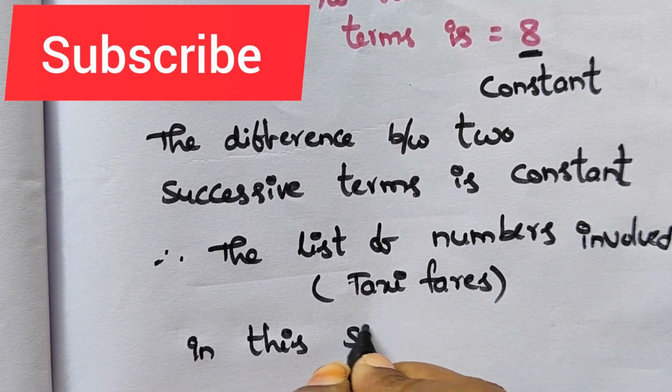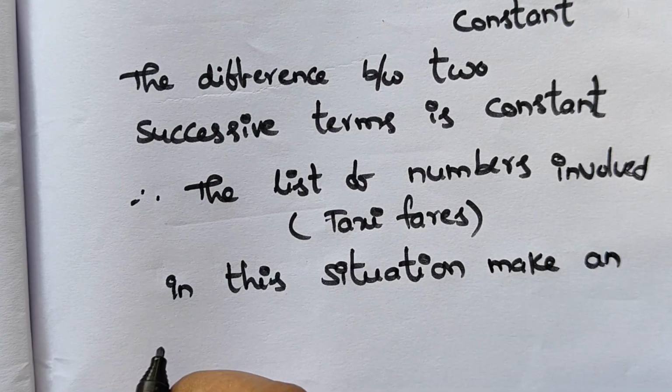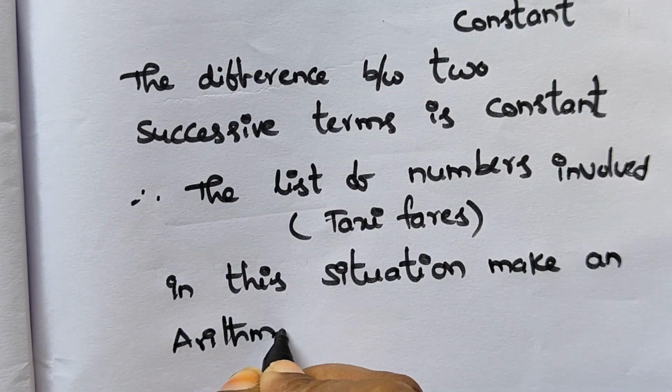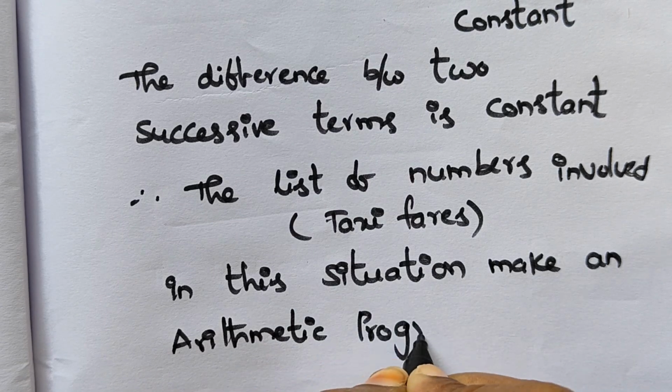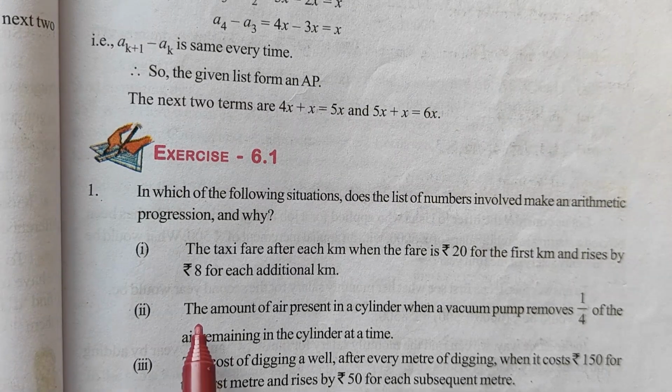In formula, we have to check the common difference formula. Term 2 minus term 1 is equal to term 3 minus term 2 is equal to term 4 minus term 3. Then the answer is same, 8 rupees. That's why the given situation makes an arithmetic progression.